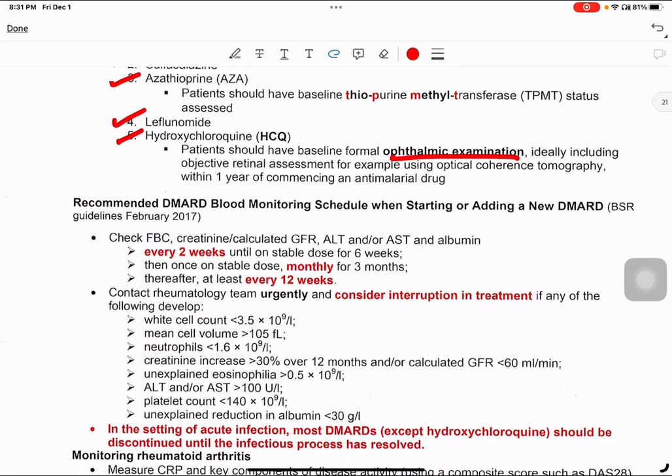So how should we monitor? We should monitor by checking the complete blood count, kidney function, liver function, and albumin. It should be done every 2 weeks until a stable dose for 6 weeks, then monthly on a stable dose for 3 months, then every 3 months.